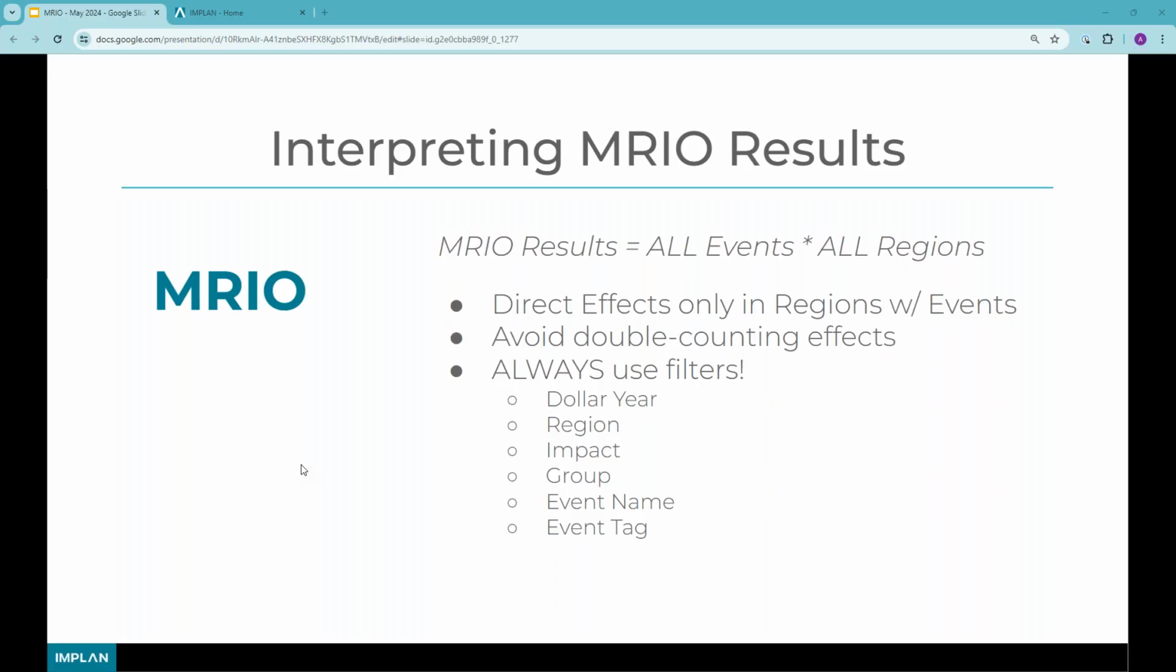filters. The first filter you always want to apply in this analysis is your dollar year, right? Don't start exporting or downloading or copying over some results without first changing it to the appropriate dollar year that you want to report your results in. Once you set that, then you can slice and dice it however you would like. You can slice it by region, by event, by group, by impact type, that's the direct, indirect, and induced, or by an event tag.